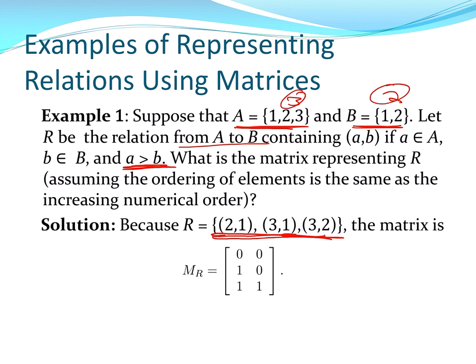That's going to be a 3 by 2 matrix, 3 elements and 2 elements. And we can see that 1, 1 would not be in the relation because 1 is not greater than 1. But 2, 1 is in the relation. This corresponds to the entries this way, 1 and 2. 3 is greater than 1, and 3 is greater than 2.